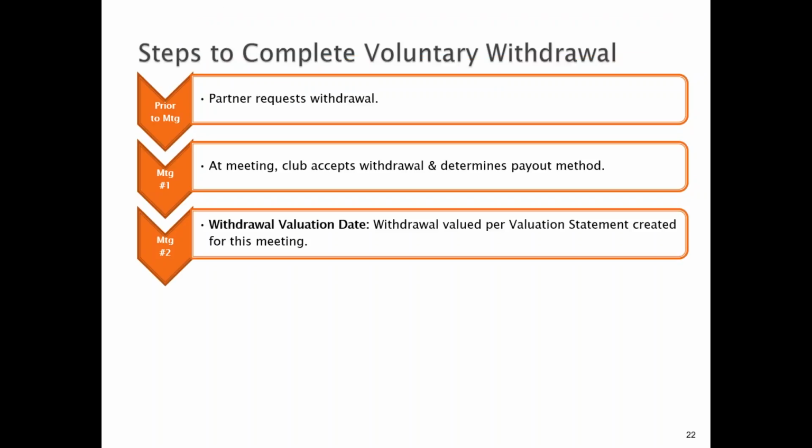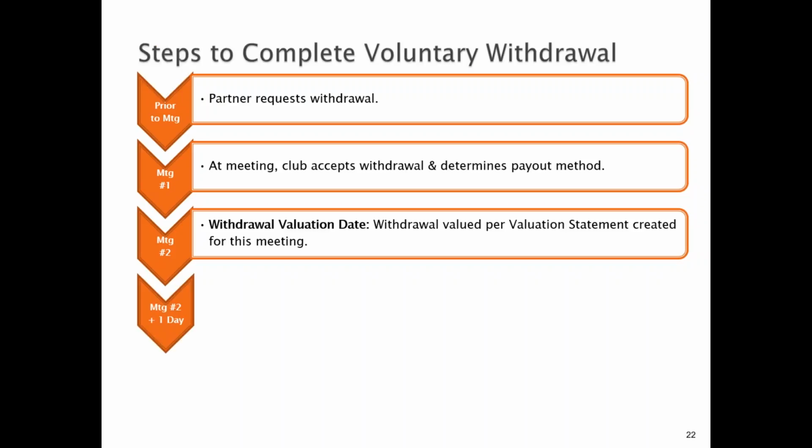So in a month, here we are in October at the November club meeting, that's meeting number 2. At that meeting, the value of the withdrawal is set as of the valuation statement for that meeting. There's been at least 30 days here, and that puts a little bit of an obstacle in place for people who might want to use the club as an ATM, just withdrawing cash, because there's a time period here. The time is meant to help the club figure out how to take care of that withdrawal if they need to raise cash or what actions they might need to take.